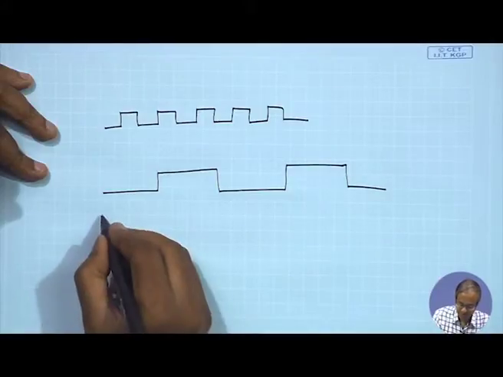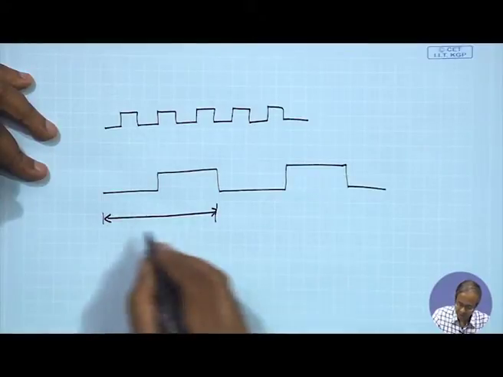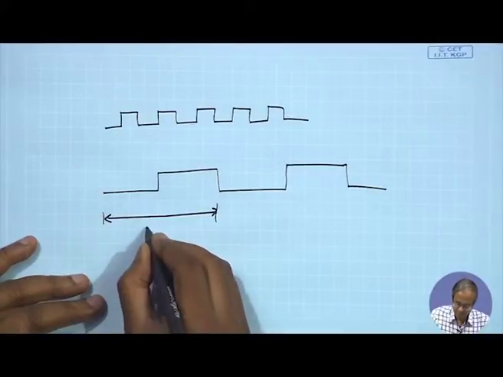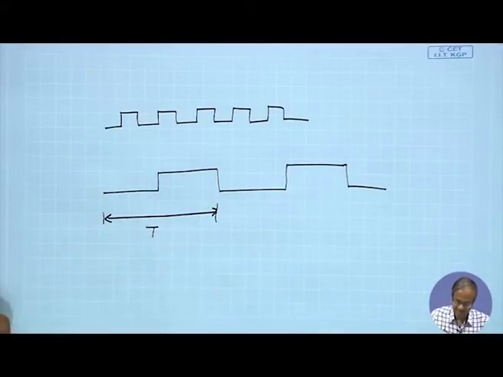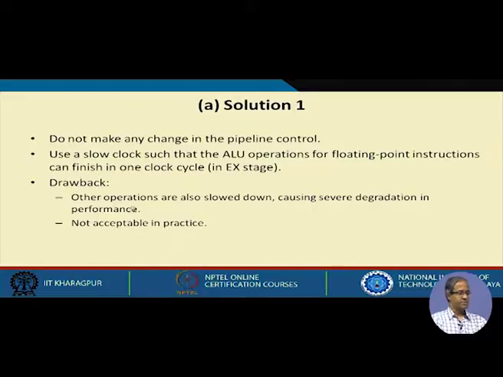Well, obviously this is not a good idea, because if you make your clock period slow, all your stages, not only EX but IF, ID, EX, MEM, WB, will all be running at this speed T. Okay. So, if you slow down the clock, everything will slow down. So, that is clearly not a good idea. This is the drawback, as I said: other operations are also slowed down, and this will cause a severe degradation in performance, and obviously we cannot use it in practice.